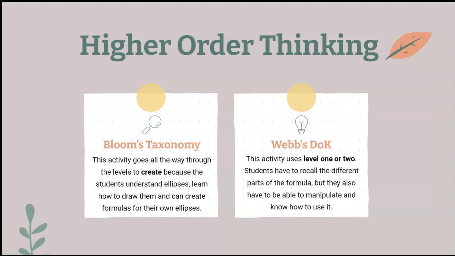Bloom's taxonomy, this activity goes all the way through the levels to the create level, because the students understand ellipses. They learn how to draw them and create formulas for their own ellipses. And for Webb's depth of knowledge, this activity I believe to use level 1 or 2, because they have to use different parts of the formula, but they also have to be able to manipulate it and understand it.